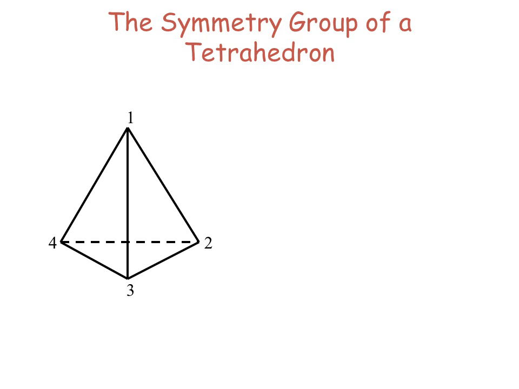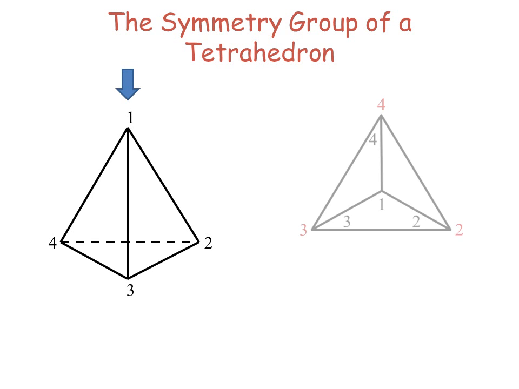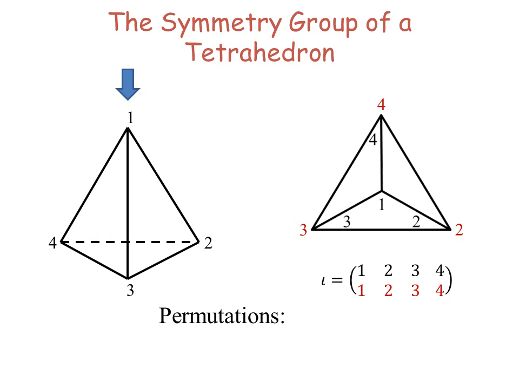Now we consider the Platonic solid with 4 sides called a tetrahedron. To do so, we take the perspective of looking straight down on the top vertex. As in 2 dimensions, we label the vertices on the tetrahedron in black and introduce red numbers outside of the tetrahedron to track the symmetries. First, we start with the identity permutation, iota.